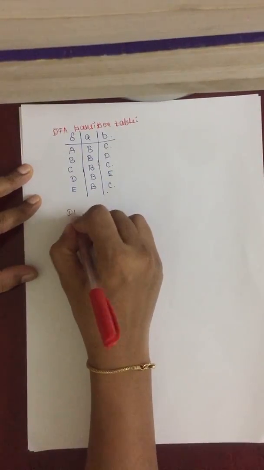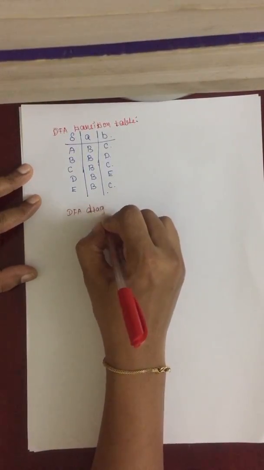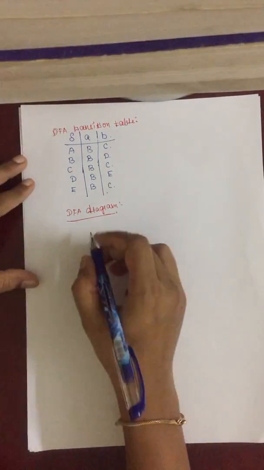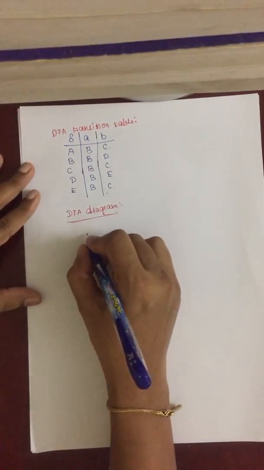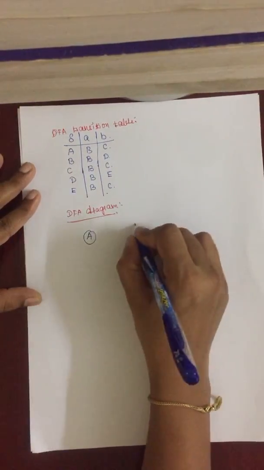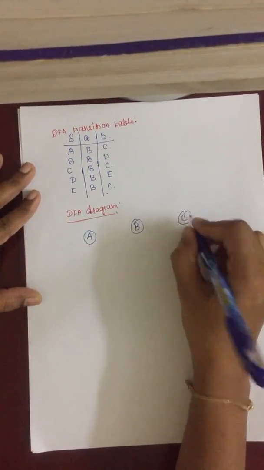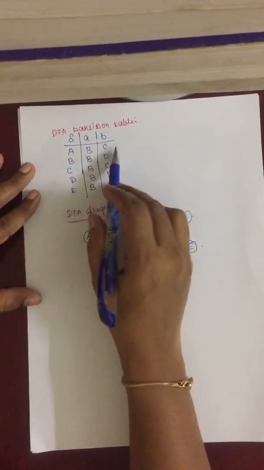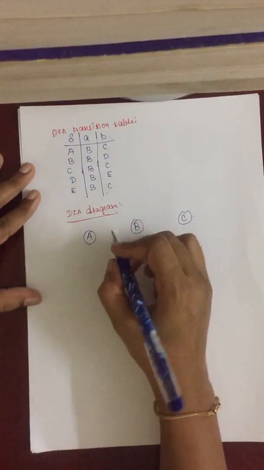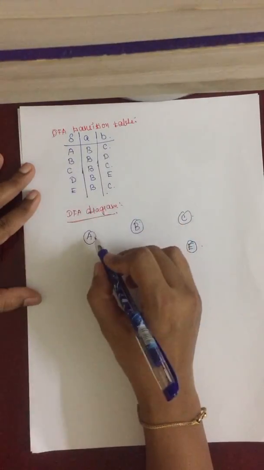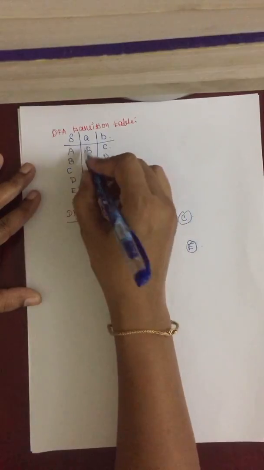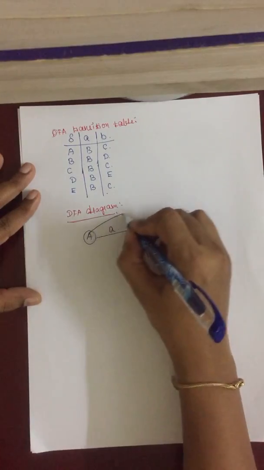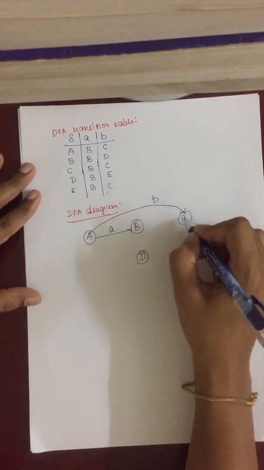Now we will construct the DFA diagram for the above transition table, right? Now totally there are 5 states available, so you start from the state A, B, then C, D, then E. So totally there are 5 states. We are just going to make the transition from each and every state under all the input symbols A and B, right? So A with A, it is going to the state B. Then A with B, it is going to the state C.